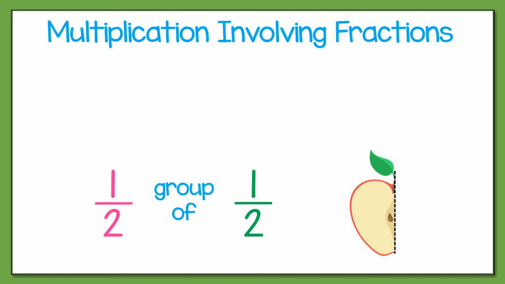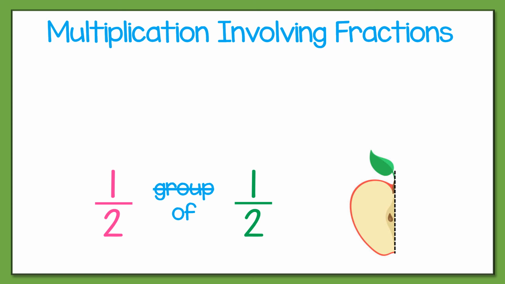Let's take a look at one more example. In this last example, we don't have a whole group, and in each group there isn't one whole item. Here we only have half of an item. So let's look at how the language is used here. Here we would say 1/2 group of 1/2, but that sounds a little awkward. So instead we would say 1/2 of 1/2.